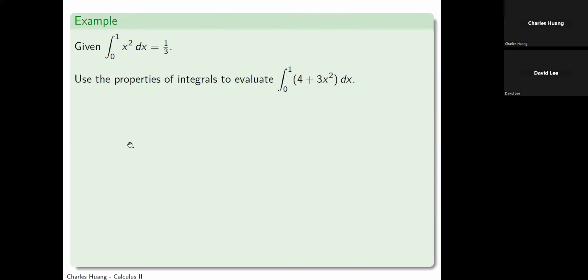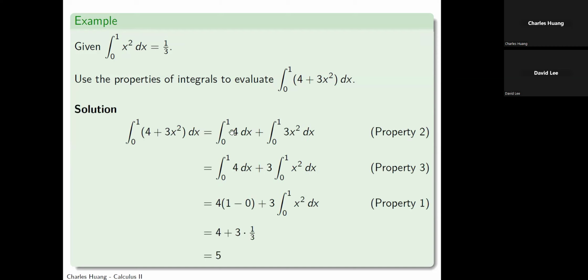We'll give you a couple of examples. Here, we're going to evaluate something more complicated, and we're going to use some value that we know already. Because this is a sum of 2 different terms, we can break it up, right? We can take this integral and break it up. We can do the 4 first, then we can do the 3x squared.